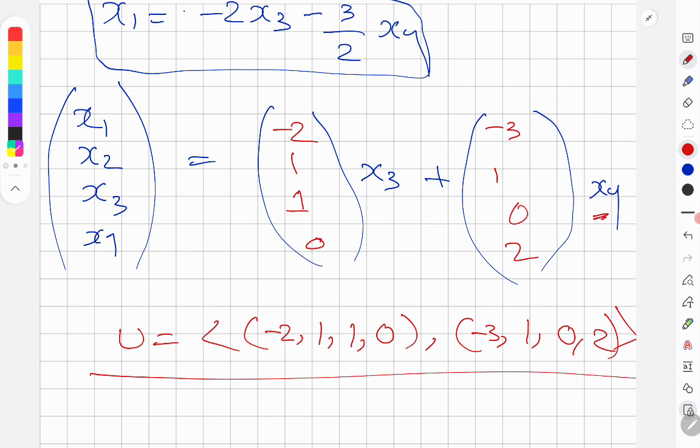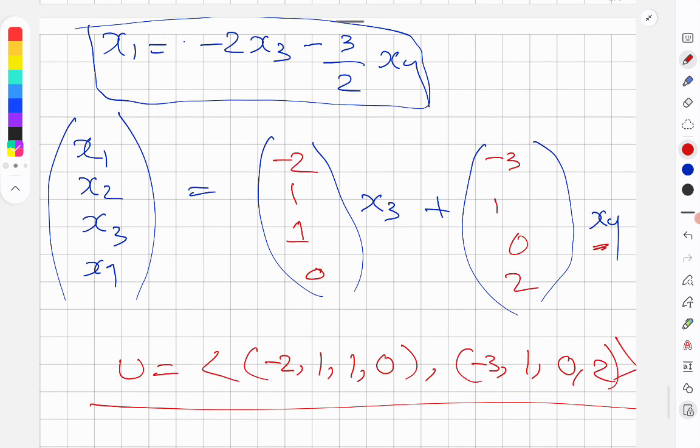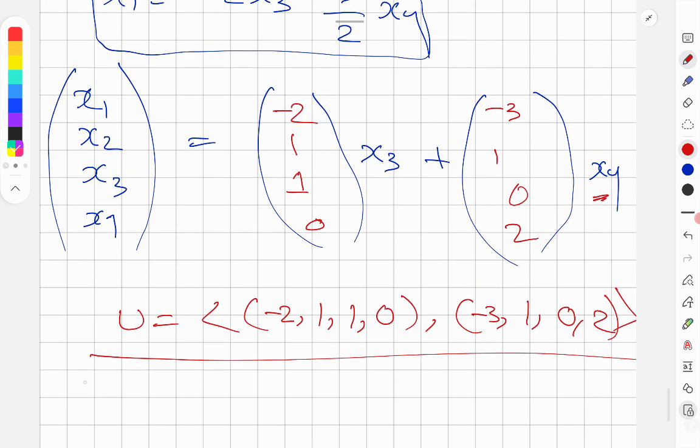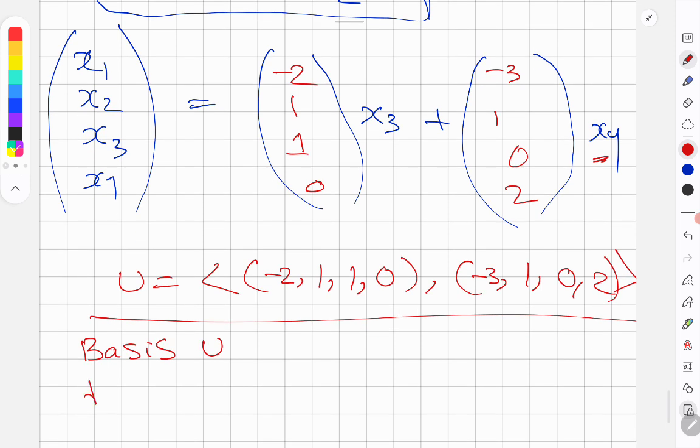If someone forgets to multiply it, this is also correct, right? Or it's better to write it in the most simple form? No, always, since I have asked what is u. Okay. So the question means find the basis of u and the dimension of u. How many elements are there?